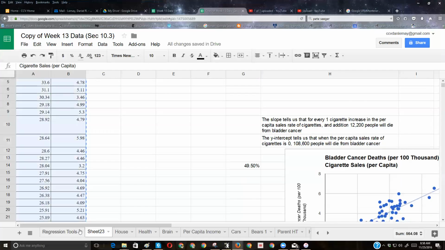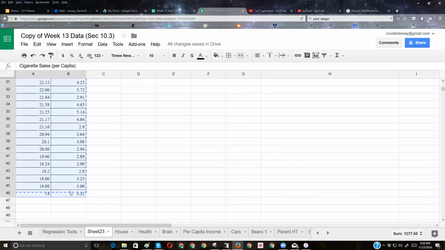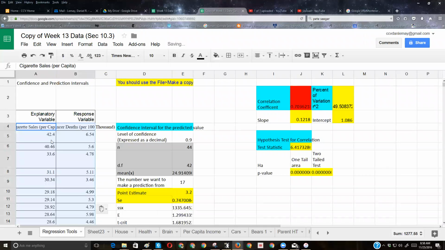So I'm going to highlight this data and Control C it, and then if you go to this regression tools tab on the spreadsheet I made for you, just paste in your data. Don't erase the explanatory variable, response variable. You can just paste in your data. Okay. And then if you take a look at the test.